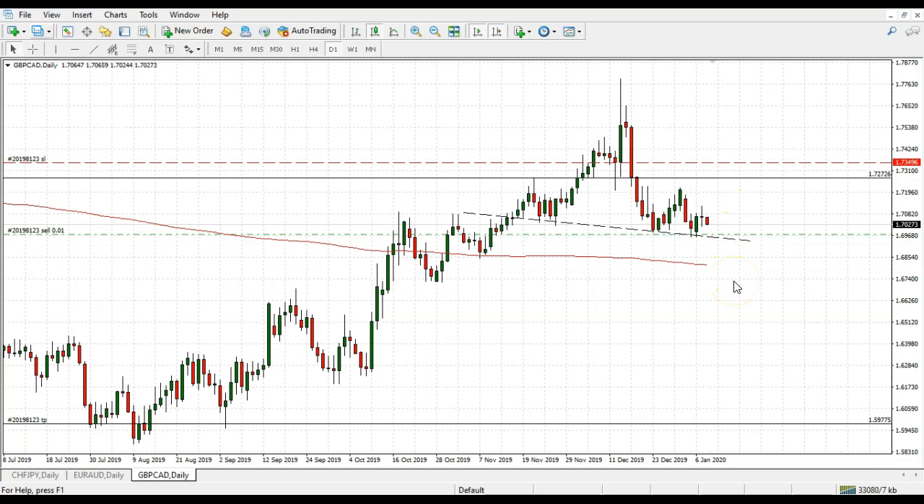All right, guys. So there you go. I think I've said enough about this one. Pound versus the Canadian. We're still very much bearish on this one, but we're watching this very closely. We should be seeing price begin the move that we expect to see. If not, we'll be out of there.